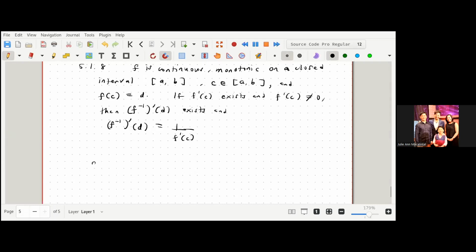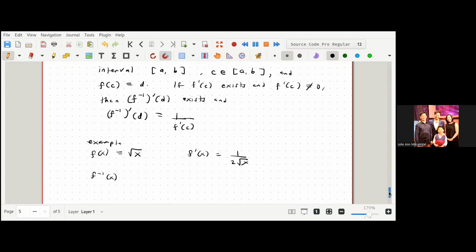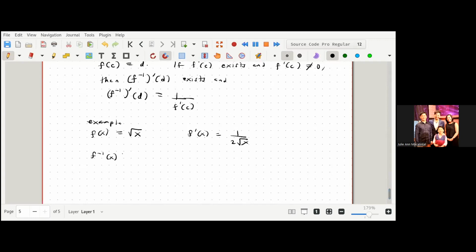Let's say f of x is equal to square root of x. Then f prime of x is equal to, we can calculate, 1 over 2 square root of x. The f inverse of x is equal to, we can write it down as x squared. But the goal here is to avoid calculating the derivative of f inverse. But okay, I'll get it anyway for completeness.